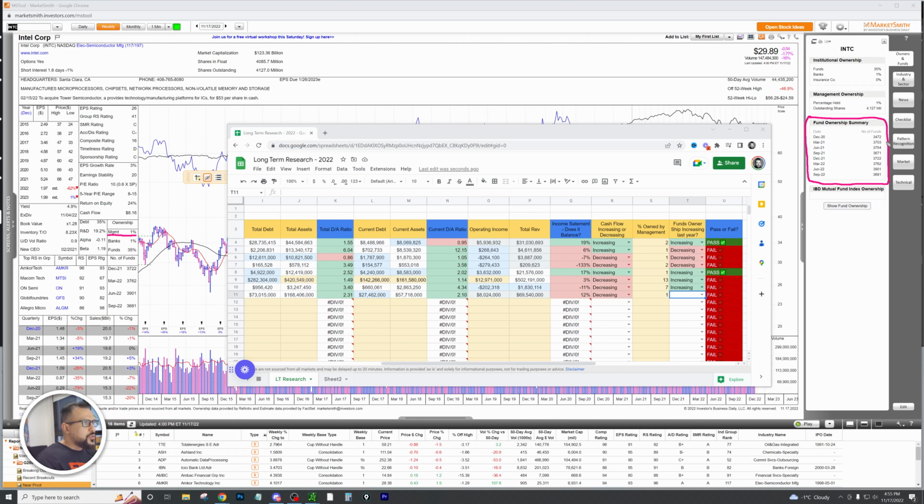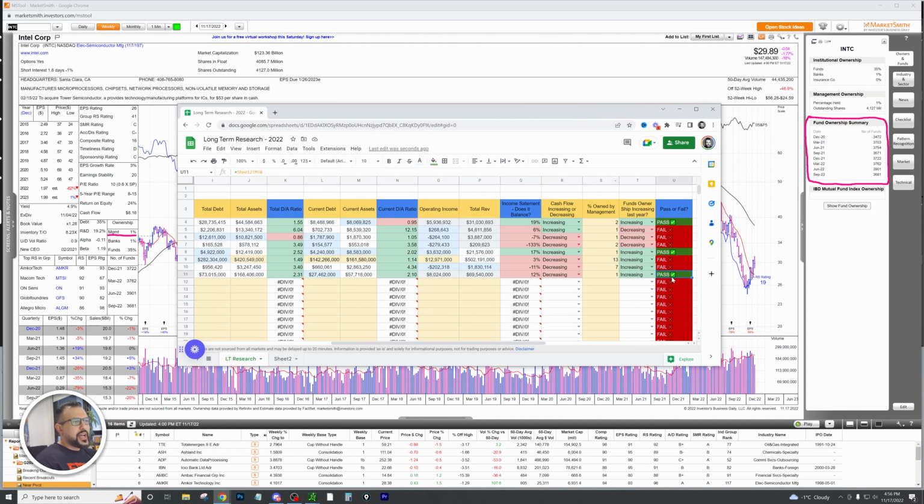So December 2020, 3.4, 3,700, 3,750, 36, 37, 37, 39, 36.80. So a slight increase here and a little bit of a drop in September 2022. But I would say overall we're increasing on fund ownership in the last year. All right, bam, there you go. We can see we got a nice pass on this.